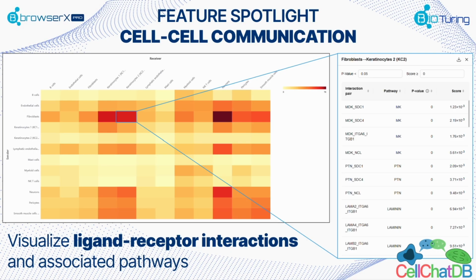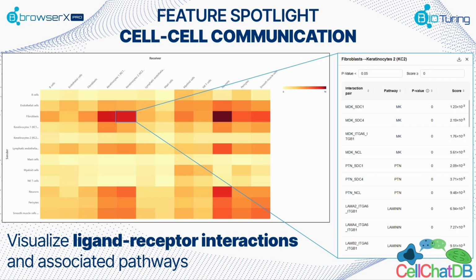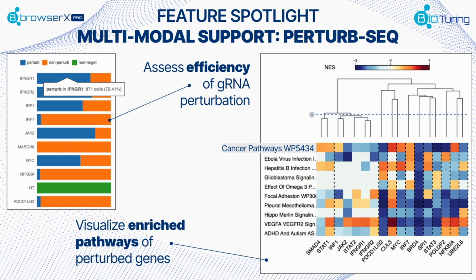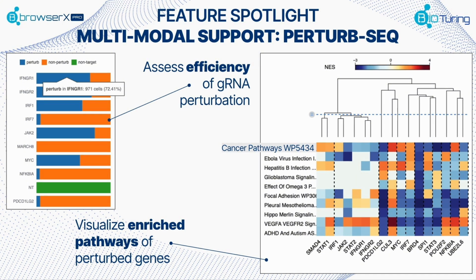We have a cell-cell communication tool which infers which cell types are likely to interact with each other just based off of the gene expression of their ligands and receptors. We can visualize ligand and receptor interactions and their associated pathways in different types of visualizations, like this heat map here. BBrowserX Pro not only supports the analysis of single-cell RNA sequencing data, but also perturb-seq data as well.